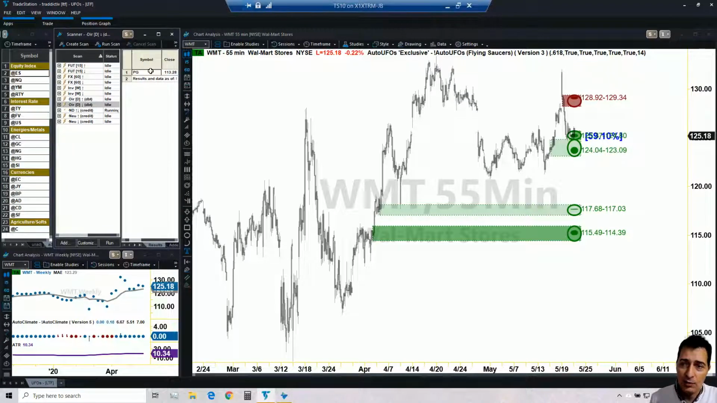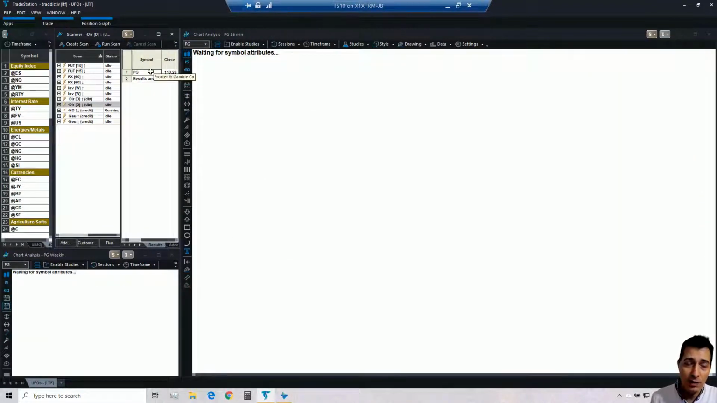So let's start with Procter and Gamble. It's only one, so we can either accept it or discard it very quickly. So I click on PG. The charts are loading, so we're going to get to see the climate.